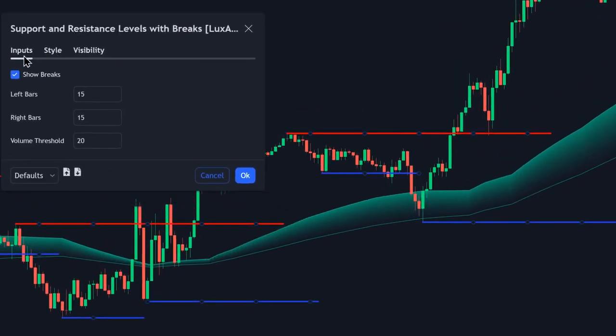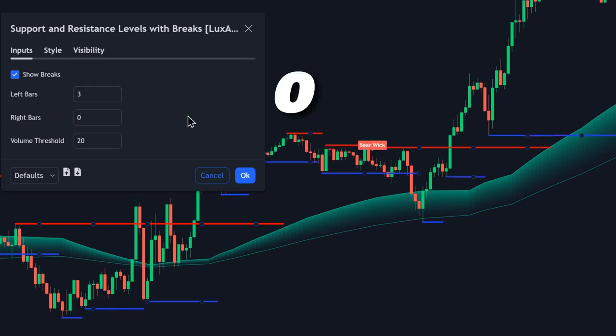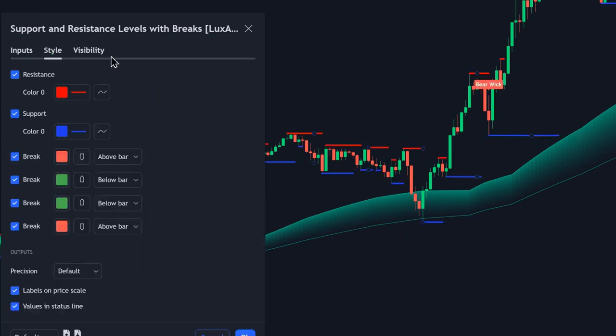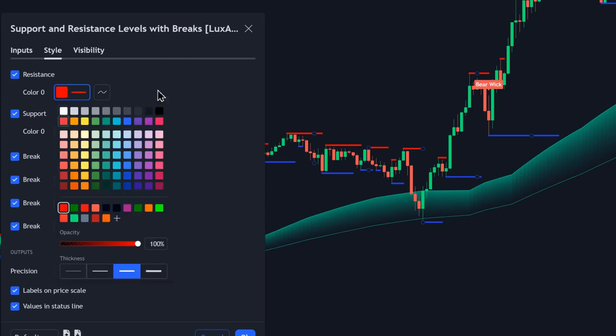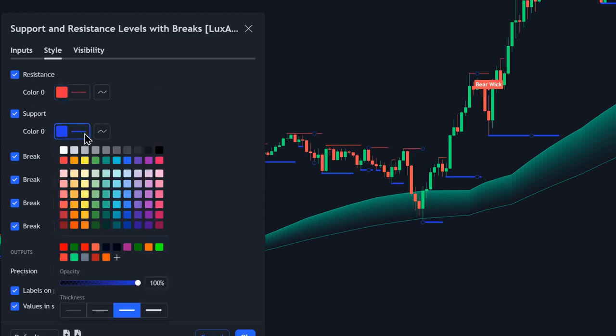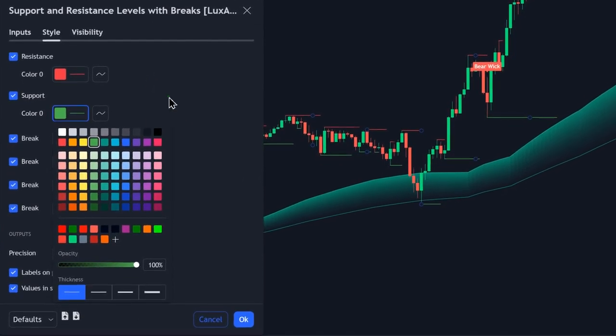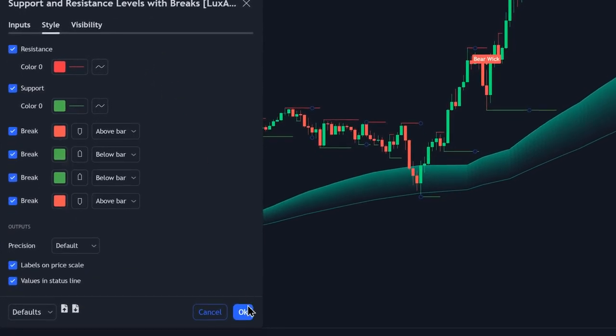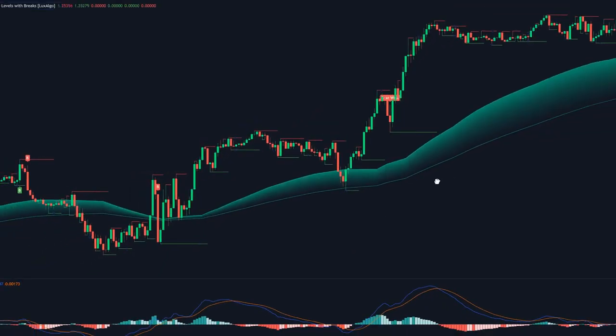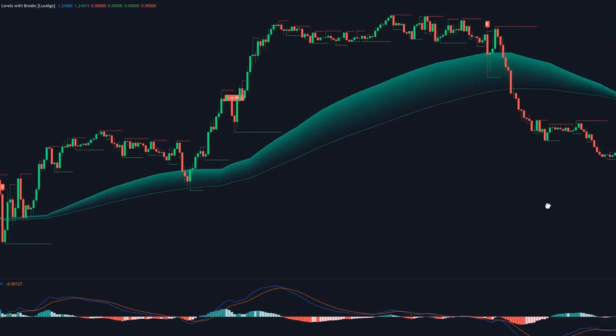Then on the inputs tab, you want to change the left bar's value to 3. For the right bar, you want to change its value to 0. On the Style tab, you want to change the resistance color to red and reduce the thickness, and change the support color to green and again reduce the thickness. After that, click OK so we can go over how we can use these indicators to take long and short positions.